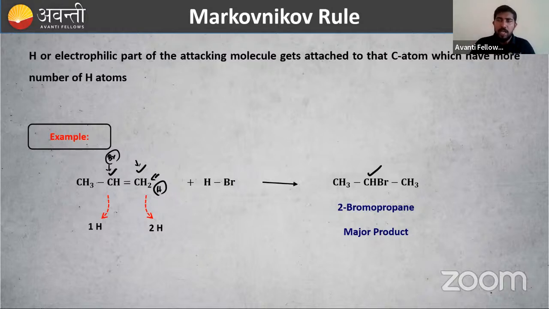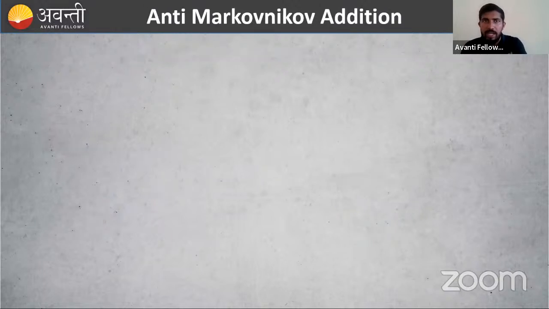So what do you have to study? The positive part, H or E plus, will be attached to that carbon atom which contains more number of hydrogen atoms. So what is the reason behind that? We have checked the stability of carbocation, right? So based on the stability of carbocation, Markovnikov proposed a rule, that is known as Markovnikov rule, right?